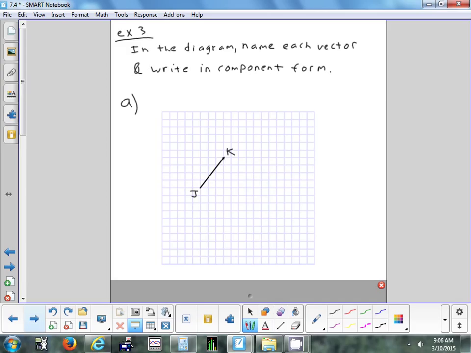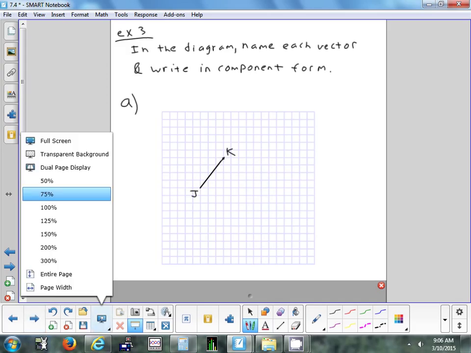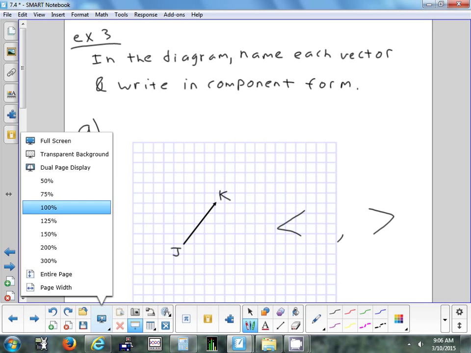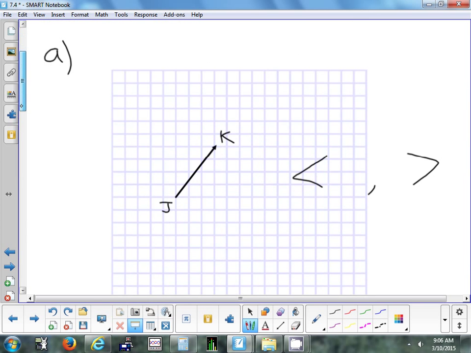Okay, I want to know, looking at that picture, what would be the vector that describes it? Starting at J, going to K. Need a little bigger? Yeah. Looks like we go 1, 2, 3 to the right, and then 1, 2, 3, 4 up. Always start at the end that doesn't have the arrow and go towards where the arrow is pointing. So right 3, up 4.